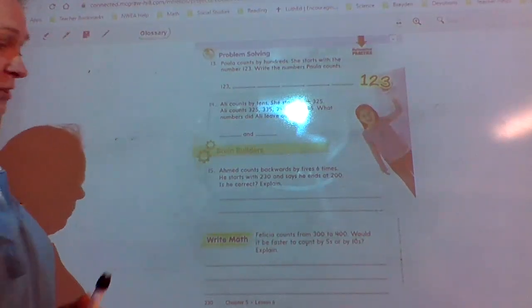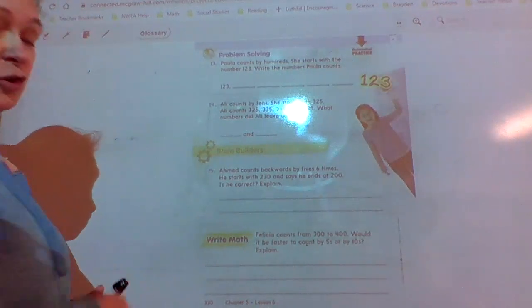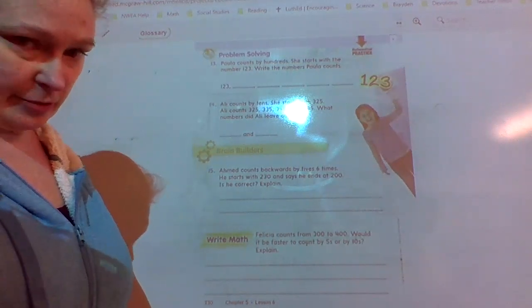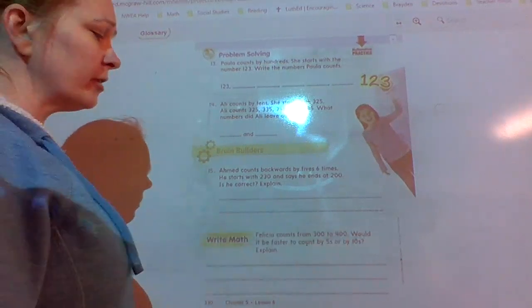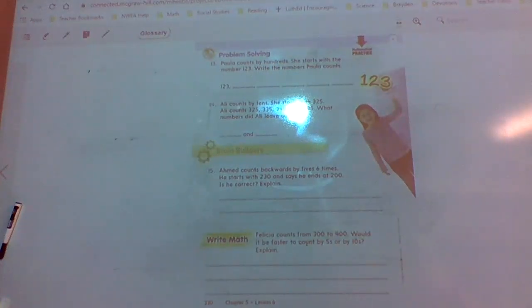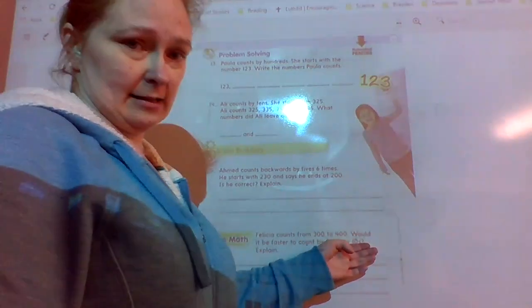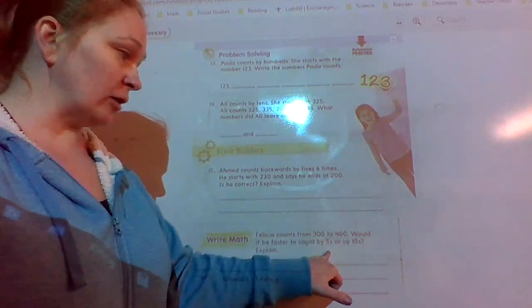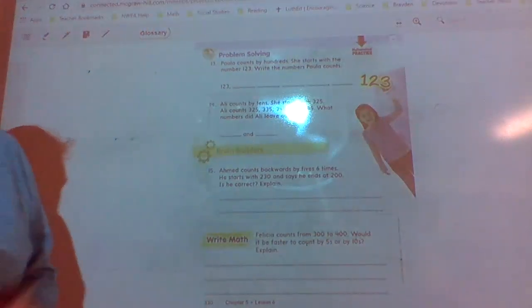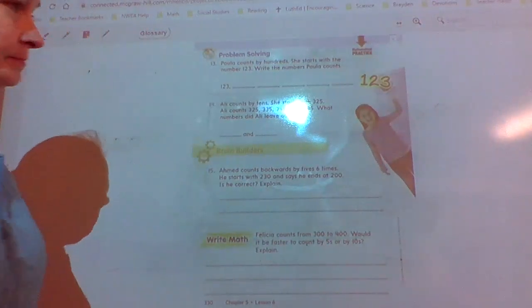Same down here. You should be able to do this one as well. Remember, you're using sentences with words, not number sentences. So Felicia's going to count from 300 to 400. She wants to know which way is going to be faster. Is it going to be faster to count by 5s or 10s? So you tell me. It's going to be faster to count by either 5s or 10s, and you tell me why. Why is it faster to count by that number? Okay? Remember, you're using word sentences, not number sentences.